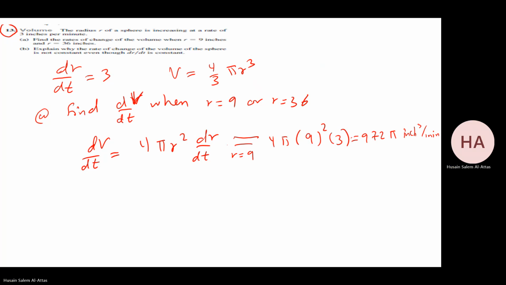Okay, so dv by dt equals, when r equals 36, 4 pi times 36 squared times 3. That is what it will be. Complicated number.